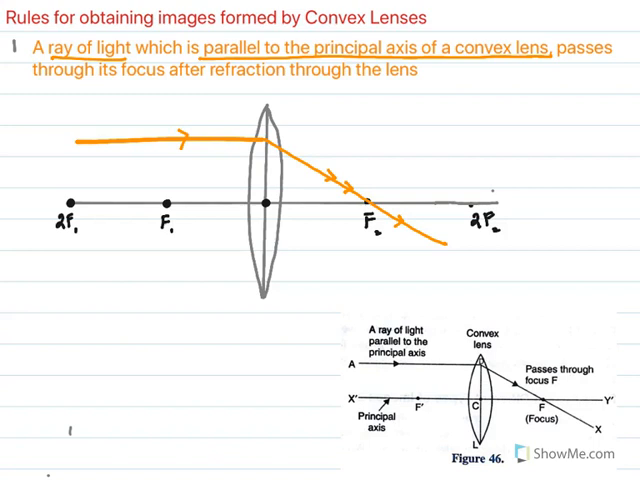So this is the first rule, and here they have drawn the rule. Here I've drawn it again. This is a ray that is parallel. After refraction, it always will pass through the focus. Even if you take a ray, say down here, a ray that is parallel, after refraction it will pass through the focus on the other side. This is rule number 1.